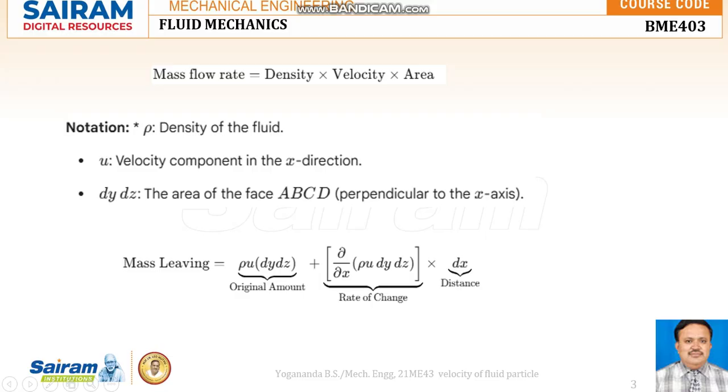the rate of change of the mass, that is del by del x of this original mass, rho u dy dz, and the fluid is traveling for a distance dx. When the fluid travels for a small length dx, I have some change in the mass. Either the mass will be getting accumulated or deducted. So if there is accumulation of mass, it is plus. If there is deduction of mass, that is minus.